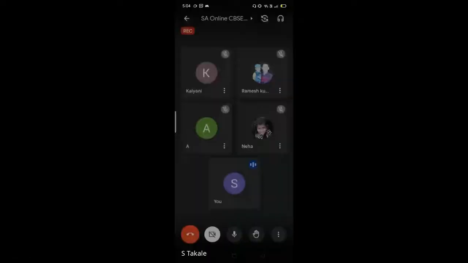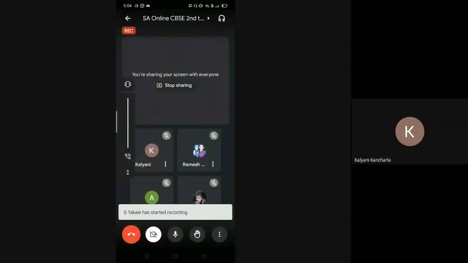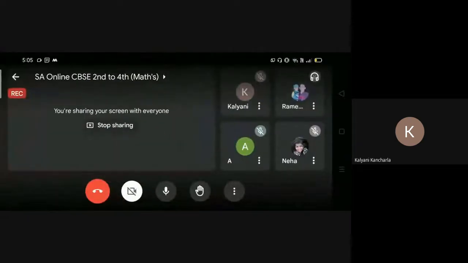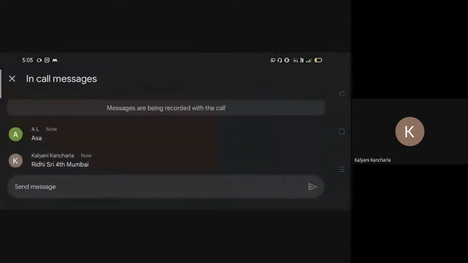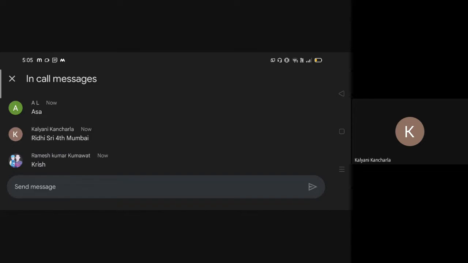Everyone, put your present in the chat box. Write your name along with the standard so that I can proceed according to the standards, according to the students present. Write properly in the chat box. I don't want just the name. Write your name along with class.